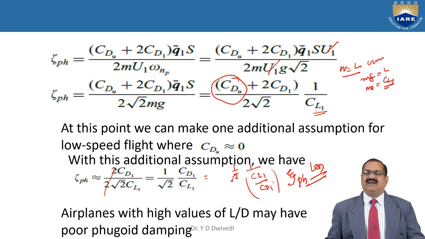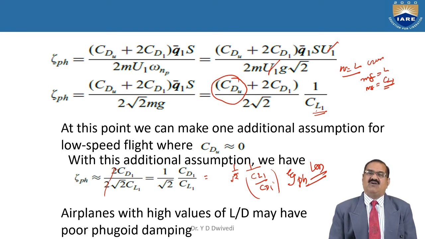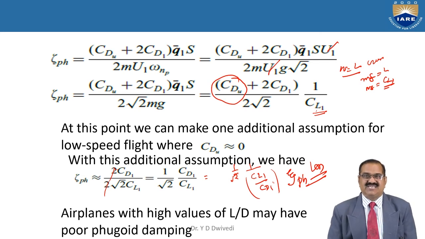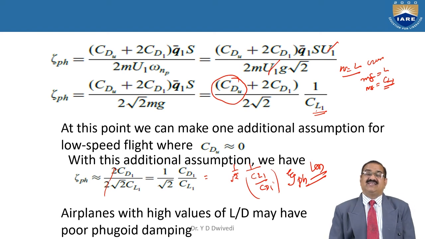So here I have completed today's lecture. Hope you have understood very well. Remember that I have covered this very important topic of short period oscillation, then long period oscillation. In that I have discussed the short period, your alpha variation and u and theta variation.